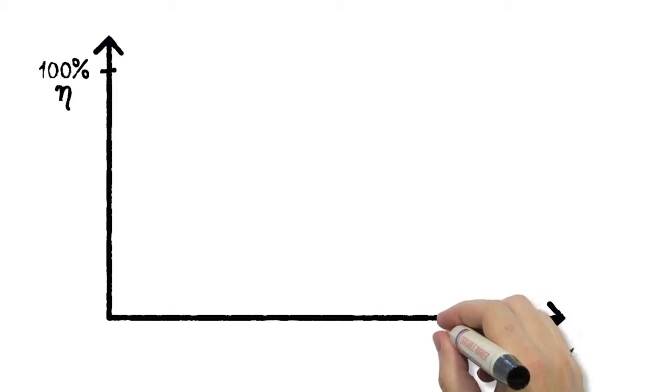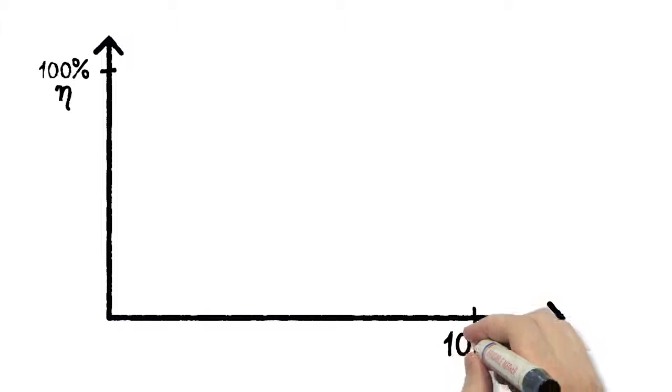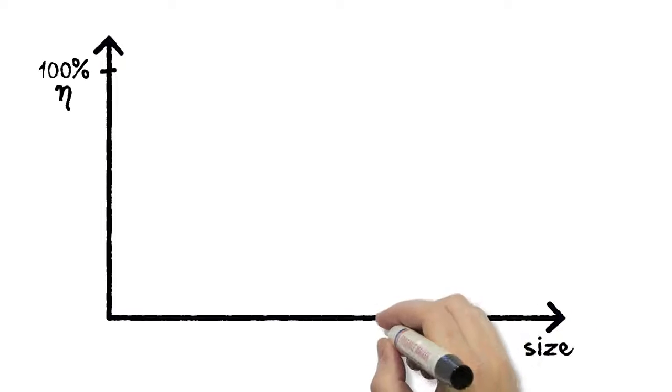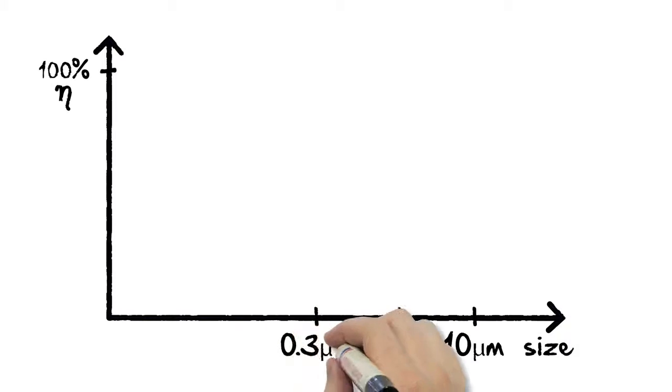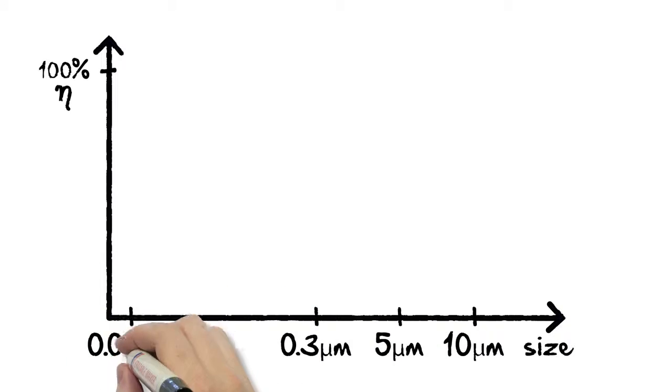We start with really large particles here to the right, let's say 10 micron in diameter and larger. In the middle, something like 5 microns. And here you get into the really small ultrafine area where the particles are very, very small.